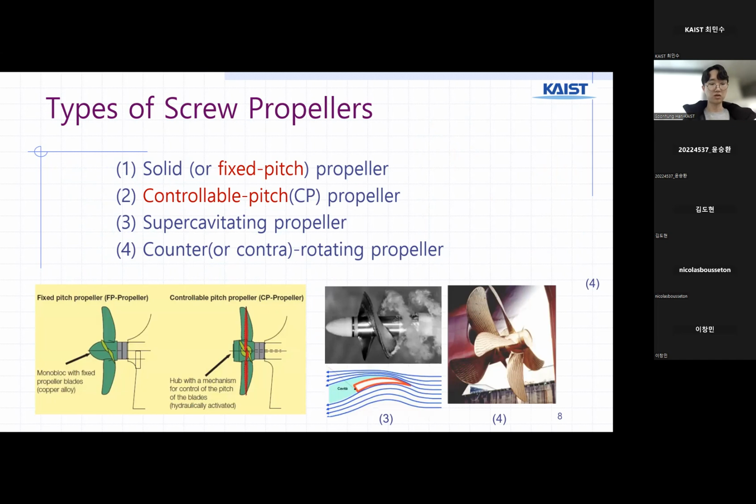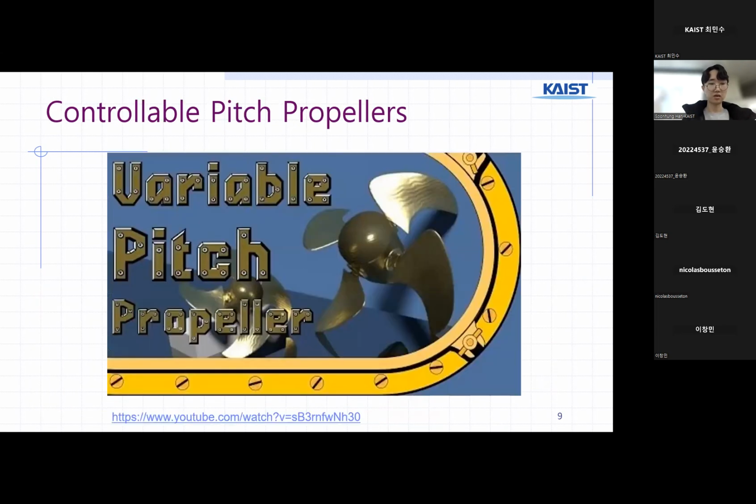Screw propellers come in various types. First, there are solid propellers and controllable pitch propellers. As you can see in the diagram, the solid propeller has a fixed pitch, whereas the CP propeller allows you to control the pitch. Additionally, there are supercavitating propellers and counter-rotating propellers. Let's watch this video on what the controllable pitch propeller is.